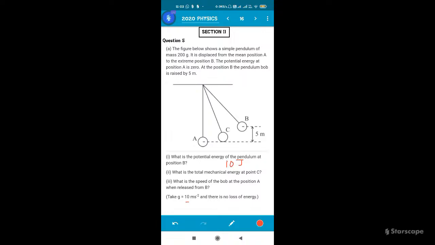Okay, now the next question is, what is the total mechanical energy at point C? Like I told you, in case of the movement of a simple pendulum, the total mechanical energy is conserved. So as a result, if the potential energy at point B was 10 joule, therefore the total mechanical energy at point C will also be equal to 10 joule. Because at point B there was no kinetic energy, the total mechanical energy was equal to 10 joule only. So at any position which you will consider now, 10 joule will be the total mechanical energy.